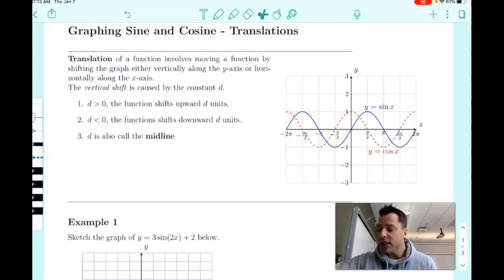So today there's an expectation that you have worked with graphing sine and cosine. You know how to find the key points. You know how to find the period and that sort of thing. So there are some expectations and background information that you have. So let's go ahead and get started.